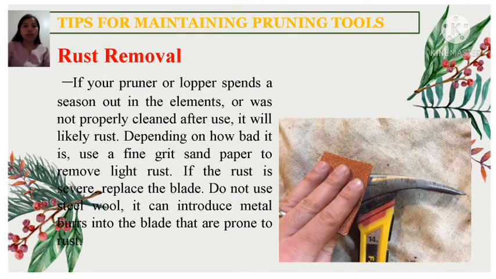Rust removal. If your pruner or lopper spends a season out in the elements or was not properly cleaned after use, it will likely rust. Depending on how bad it is, use a fine grit sandpaper to remove light rust. If the rust is severe, replace the blade. Do not use steel wool. It can introduce metal burrs into the blade that are prone to rust.